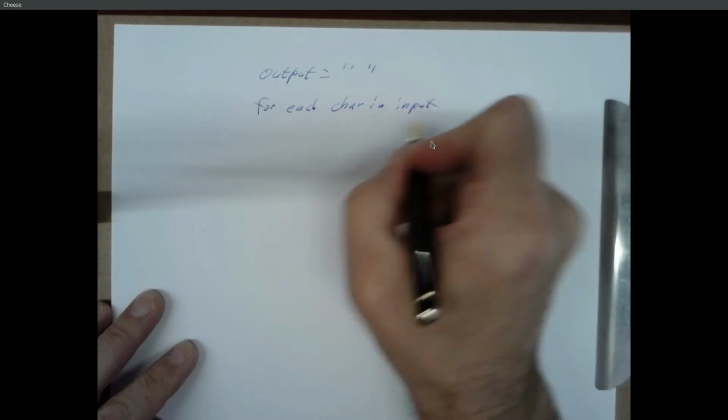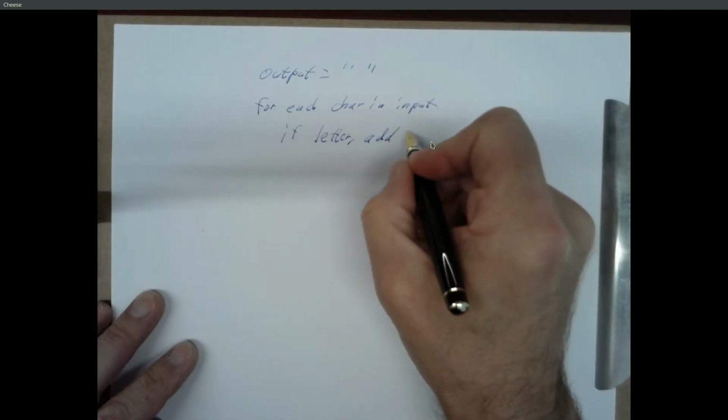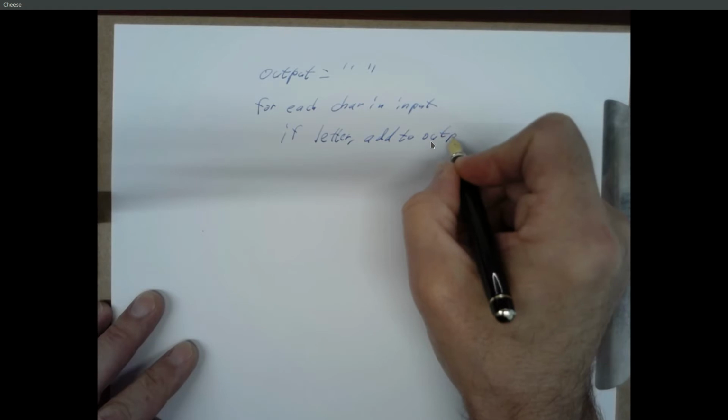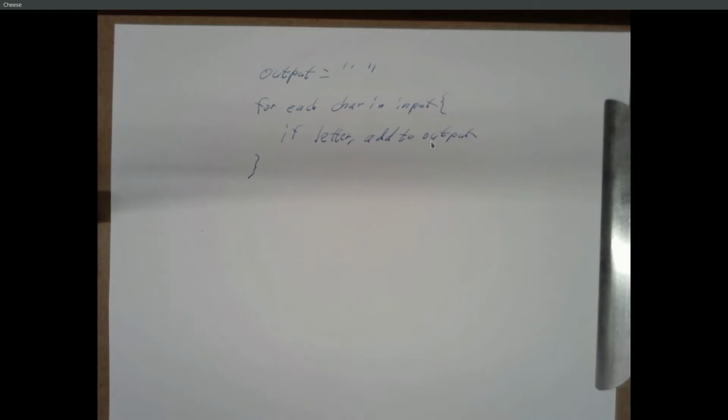Here's some pseudocode. Initialize an output string to be just empty, and then go through each character in your input one by one, and if it's a letter, concatenate it to your output. Output equals output plus character. And when you're done, output is the cleaned up input string. Cool? Okay. There's things in the string class you can use also to replace, and you can use regular expressions and stuff like that, but this is always going to work.